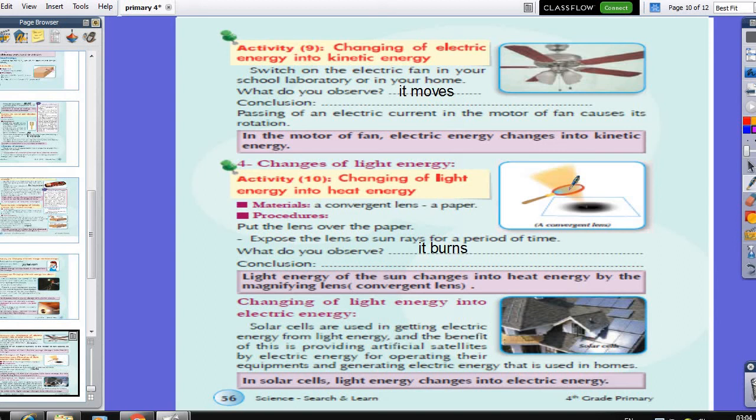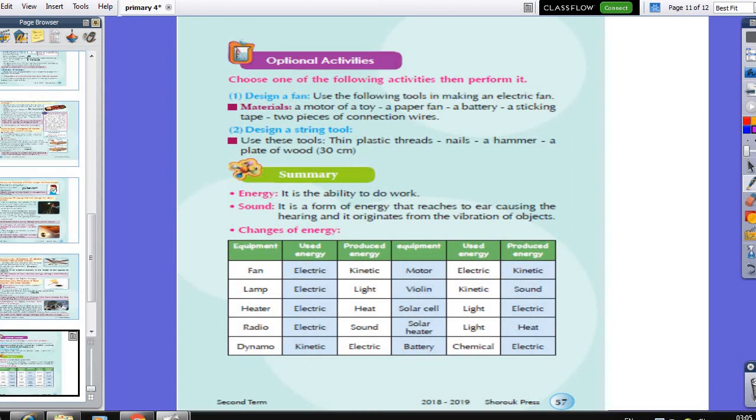Also we can benefit from the solar energy when we convert it into electric energy by a device called solar cells. So solar cells are devices which change light energy into electric energy, and they may be used in our homes, or in operating some devices like artificial satellites and so on. This is the end of our lesson.